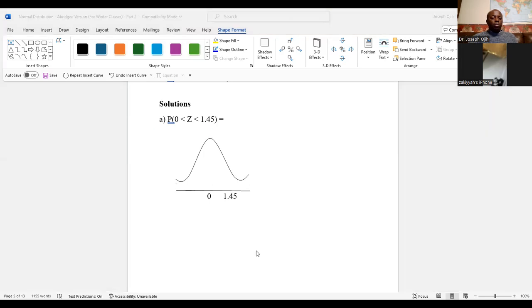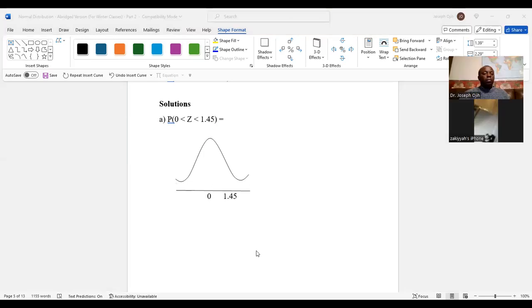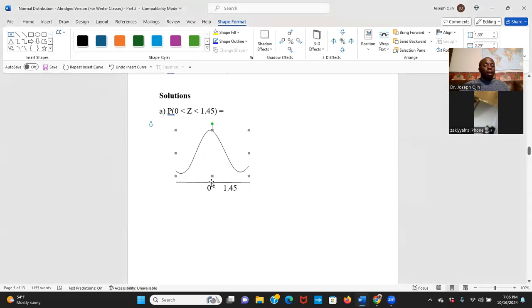Next is to put the center line. Let's put a center line here. Then, it says less than, it's between 0 and 1.45. So let's put a line that represents 1.45, which is right here. Between 0 and 1.45. So let's shade it.